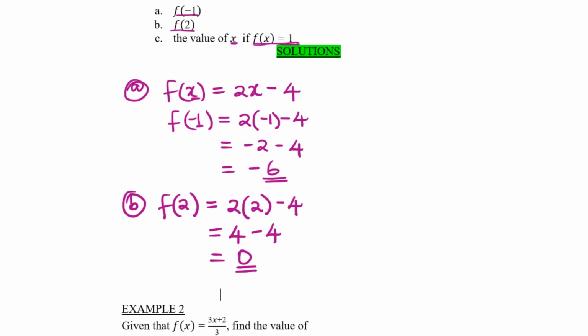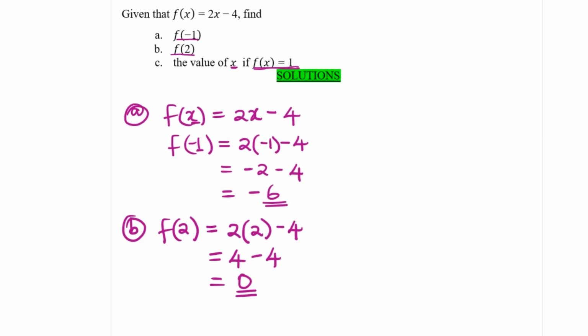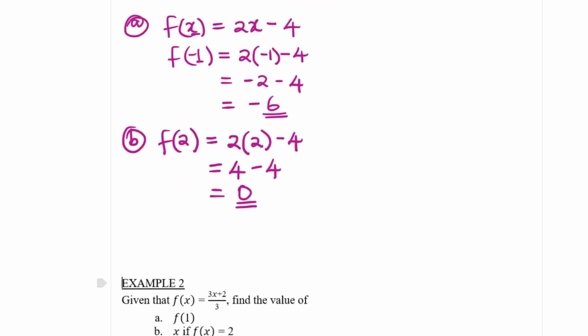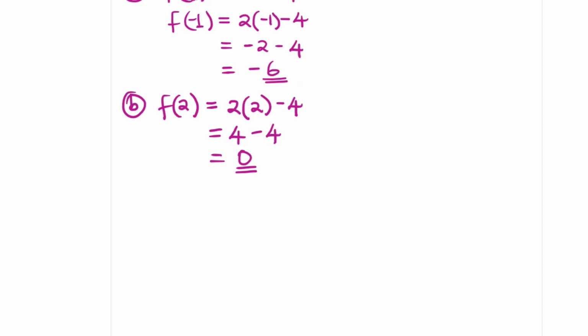Okay, we go to the last example on 1, Example C. Example C is saying we find the value of x given that f of x is 1. So for C, we are saying f of x is equal to 1.